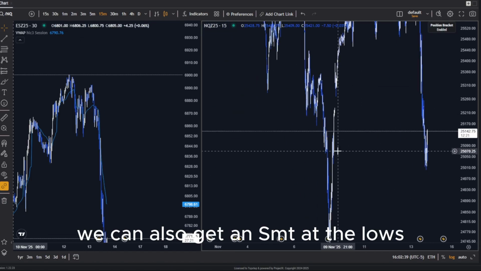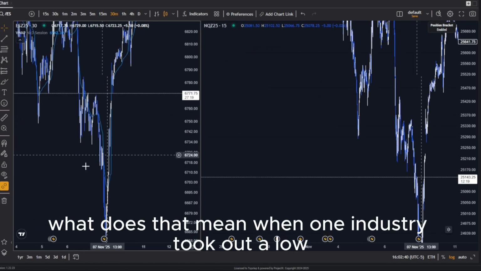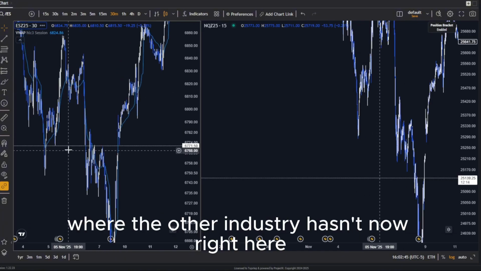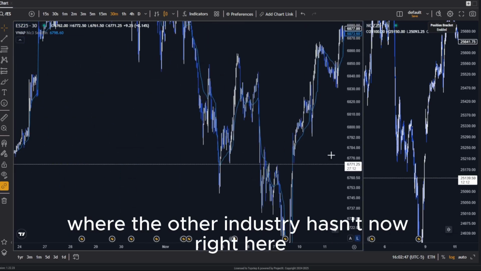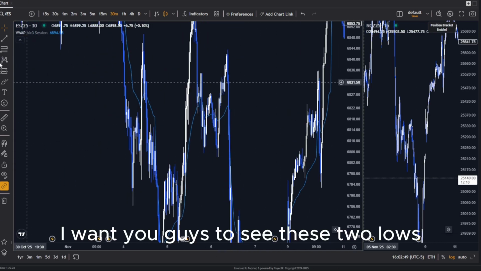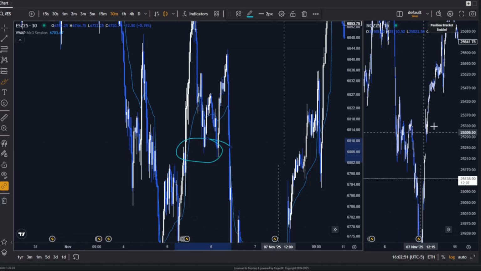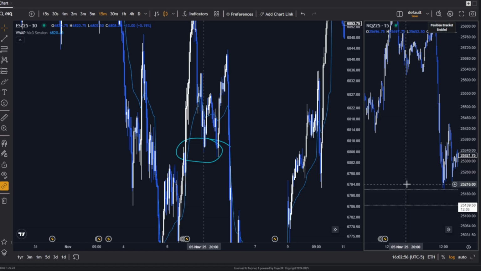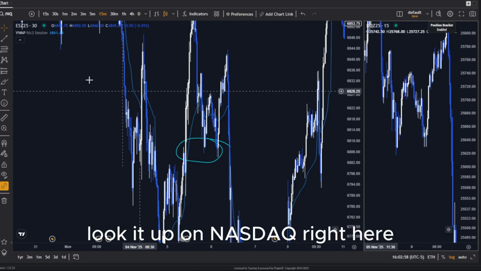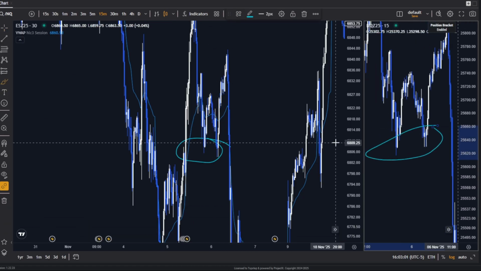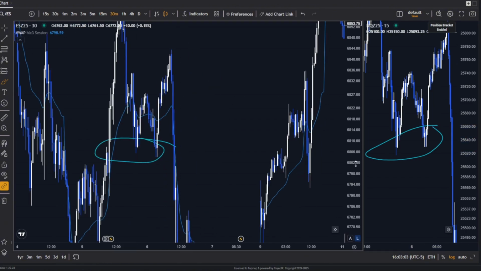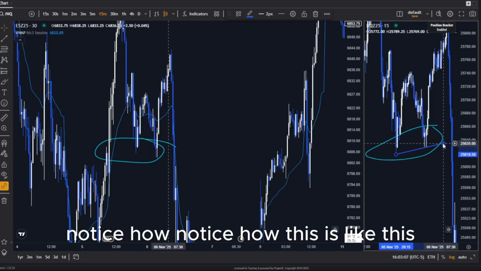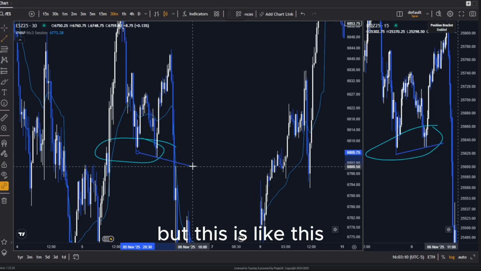We can also get an SMT at the lows. What does that mean? When one indice took out a low where the other indice hasn't. Now, right here, I want you guys to see these two lows. Look it up on Nasdaq right here. Notice how this is like this, but this is like this.